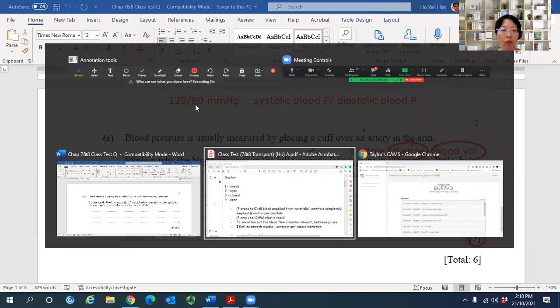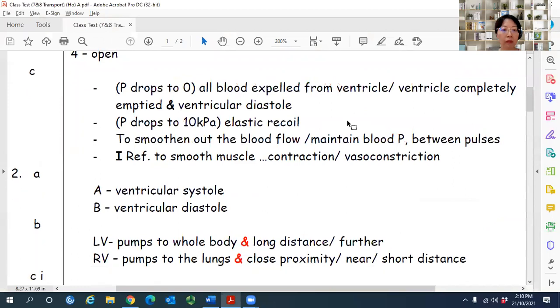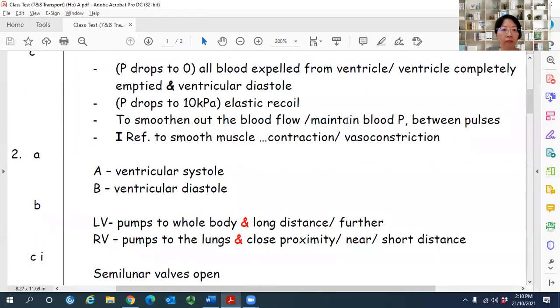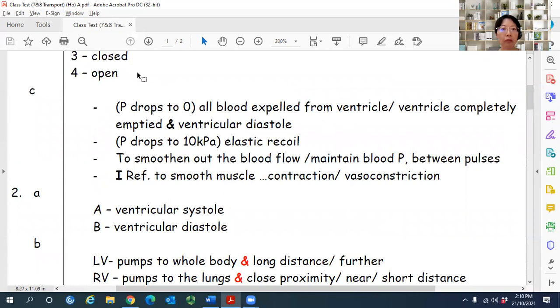For the first marking point, you need to talk about the pressure dropping to 0 because all the blood has been expelled from the ventricle. So it is talking about the volume as well as ventricular diastole. There are 2 things you need to say. You have to talk about blood volume, which is 0 already, and that the ventricle is undergoing diastole. These 2 must be there to score 1 mark because these 2 affect the overall pressure in the chamber. Okay, so this is for the first part.